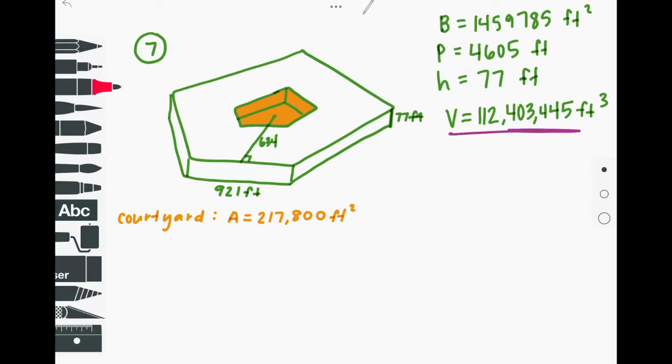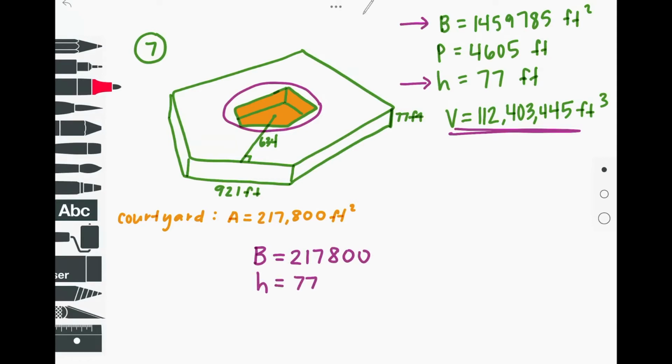A lot of you put this as the volume, which is correct if you include the volume of the center courtyard. You did the 1/2 apothem times perimeter nicely. The height is 77, but it said not to include the center courtyard. So what you need to do is find the volume of the center courtyard and subtract that off. They already gave us the area of the base shape in the courtyard, and the height in the courtyard is still 77 feet. So if you multiply those together, you're going to get the volume of just the courtyard.